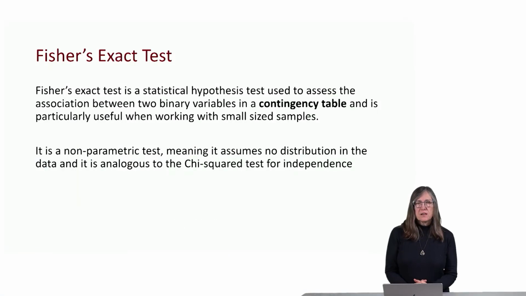All right, we'll next talk about a Fisher's exact test, similar to a chi-squared. It's a statistical hypothesis test used to assess the association between, it says two, but in fact could be more, binary variables in a contingency table. So it could be a 2 by 2, 2 by 3 again. Particularly useful when working with small-sized samples or small cells particularly.